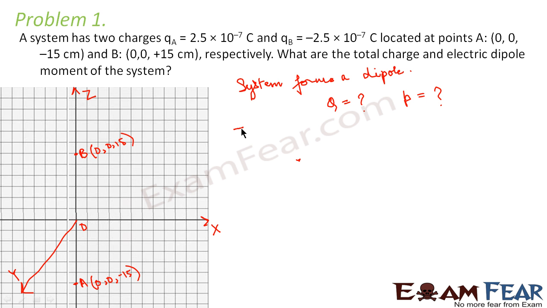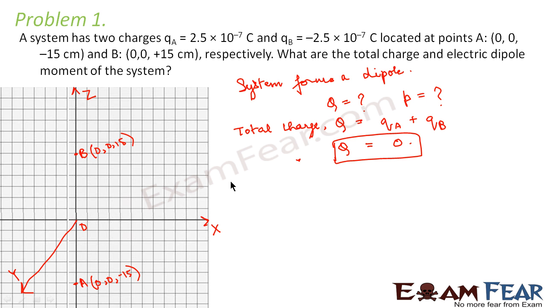So if you look at it, what would be the total charge of the system? Total charge would be nothing but sum of the two charges QA and QB. Since the charges are equal and opposite in magnitude, the total charge will be equal to 0. Right? Now let us talk about the dipole moment of the system. Dipole moment, as per definition, is product of either charge and the distance between them, the perpendicular distance between them.